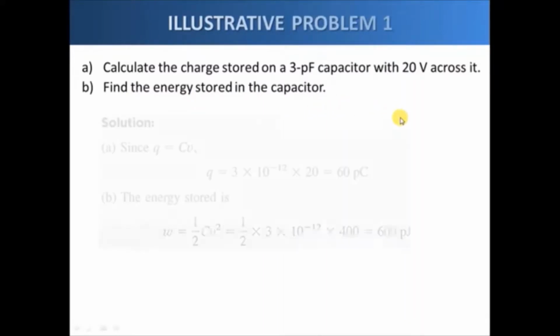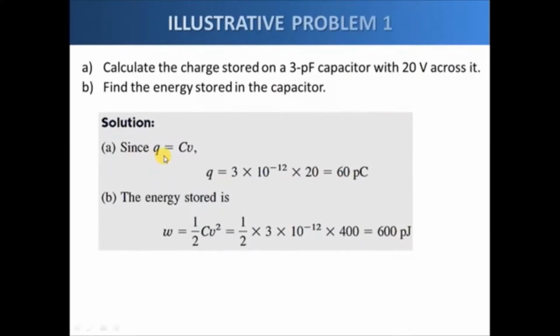To get the charge stored, we simply use the relationship between the charge and the voltage. So we have Q equals CV. We simply substitute the values for C and the voltage, then we get 60 picocoulombs. Now the energy stored, we apply the formula using the voltage across the capacitor, so 1/2 CV squared, and we'll actually get 600 picojoules.